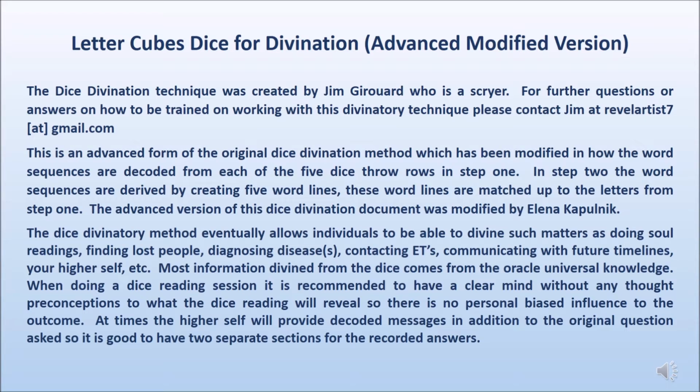The dice divinatory method eventually allows individuals to be able to divine such matters as doing soul readings, finding lost people, diagnosing a disease or diseases, contacting ETs, which are extraterrestrials, communicating with future timelines, your higher self, etc. Most information divined from the dice comes from the oracle, universal knowledge, your higher self, your consciousness, your subconsciousness.